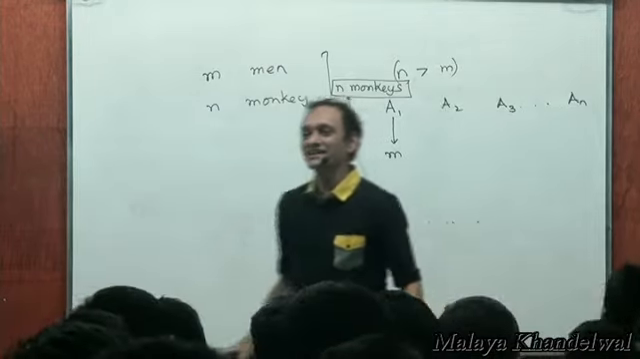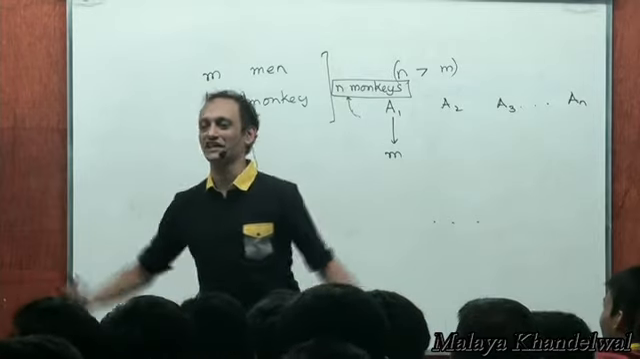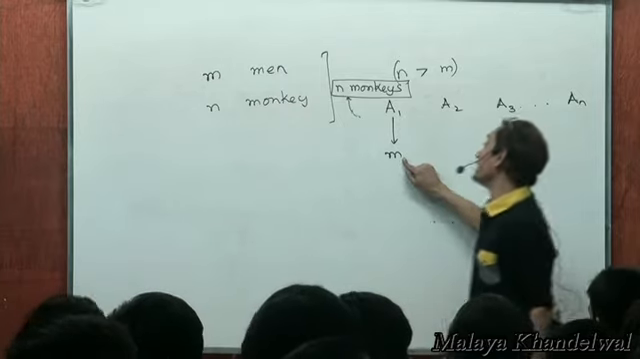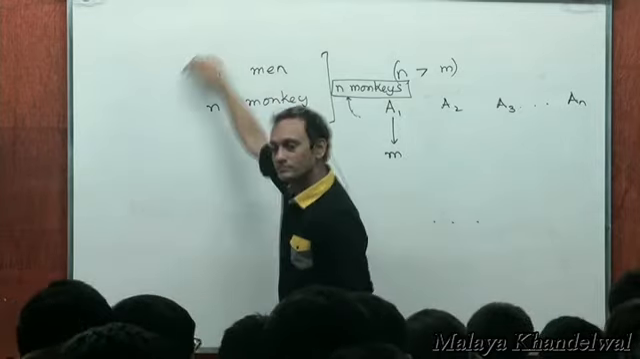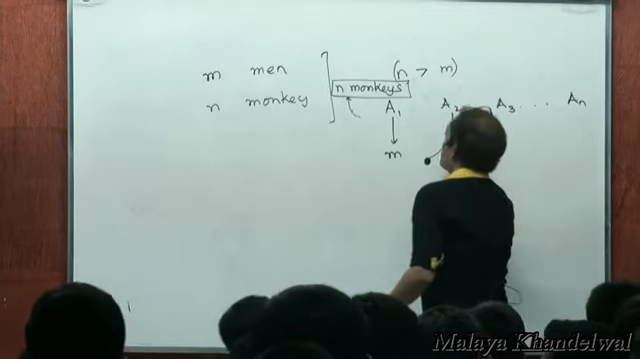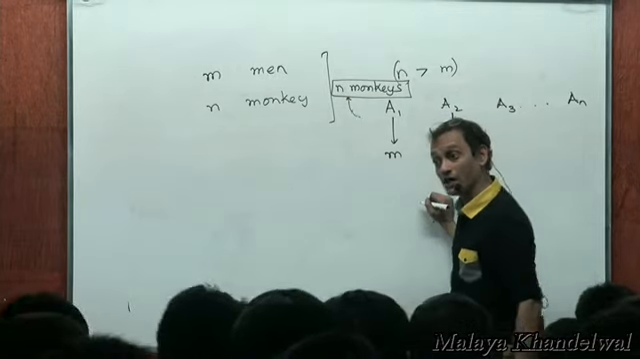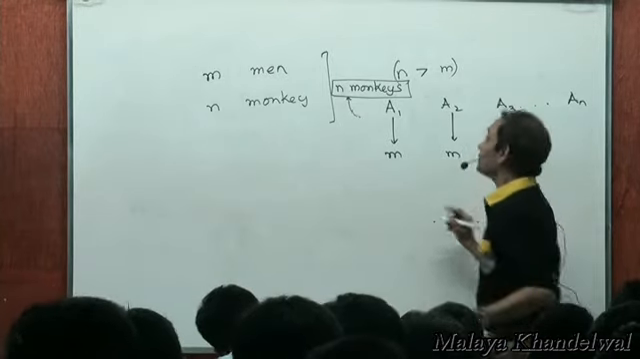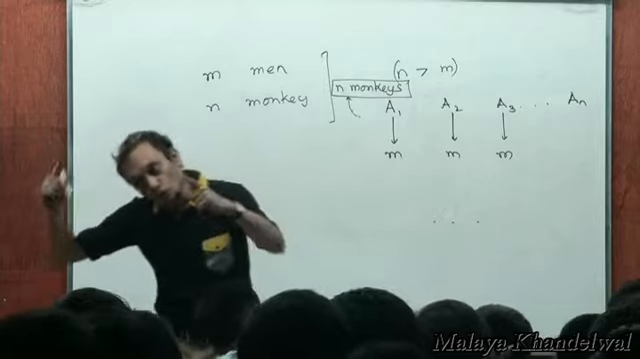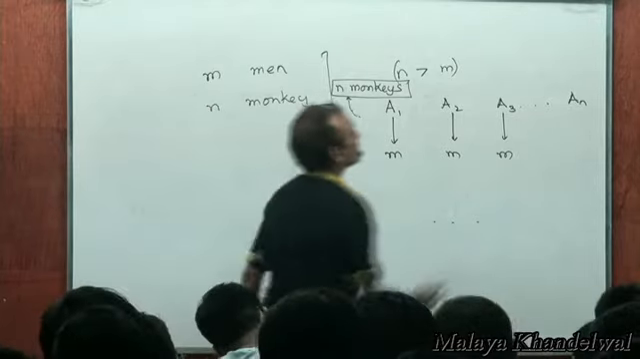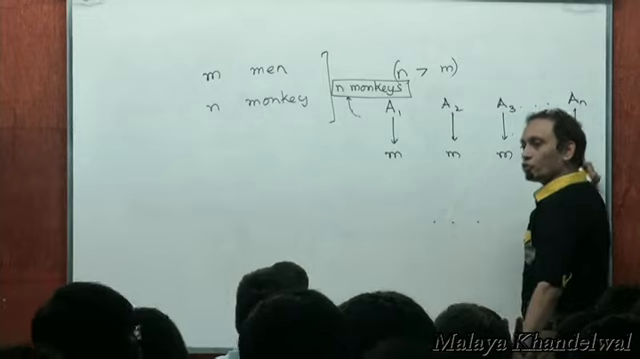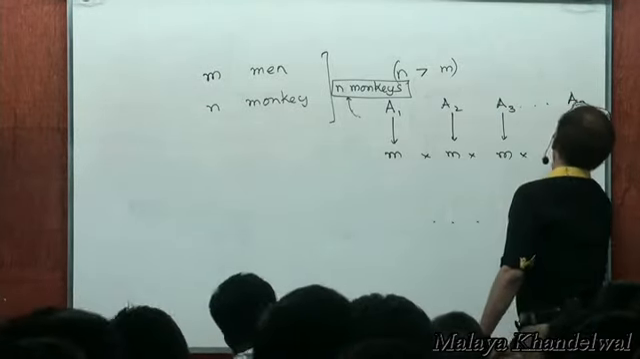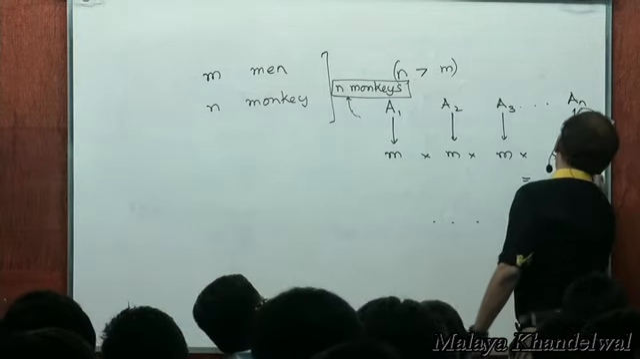All right, let's give it the finishing touch. So, the first monkey could be assigned to any one of the M masters. The second monkey could also be assigned to any one of the M masters. The third monkey could also be assigned to any one of the M masters. If this guy is the master of a certain monkey, he could also be the master of another monkey. The nth monkey could also be assigned to any one of the M masters. So this into this into this into this, that makes it M to power N.